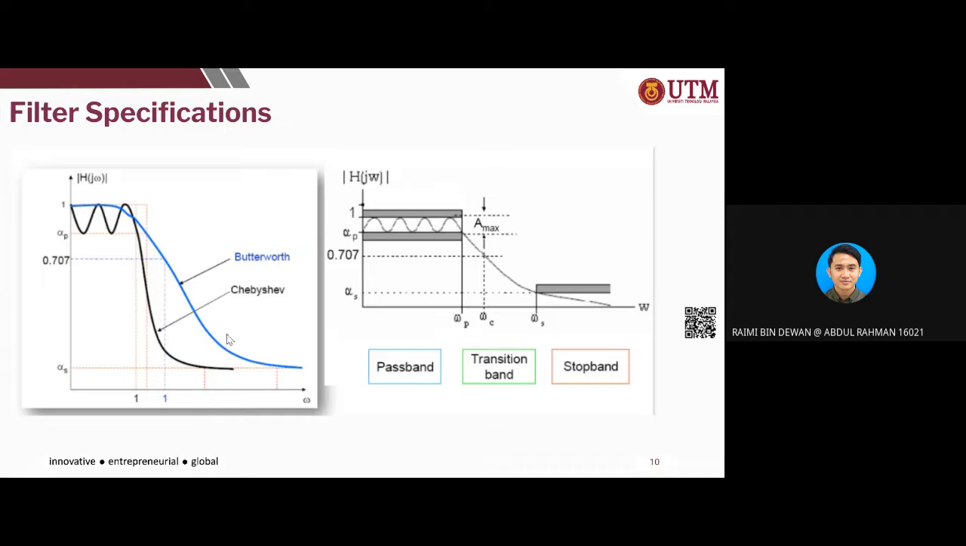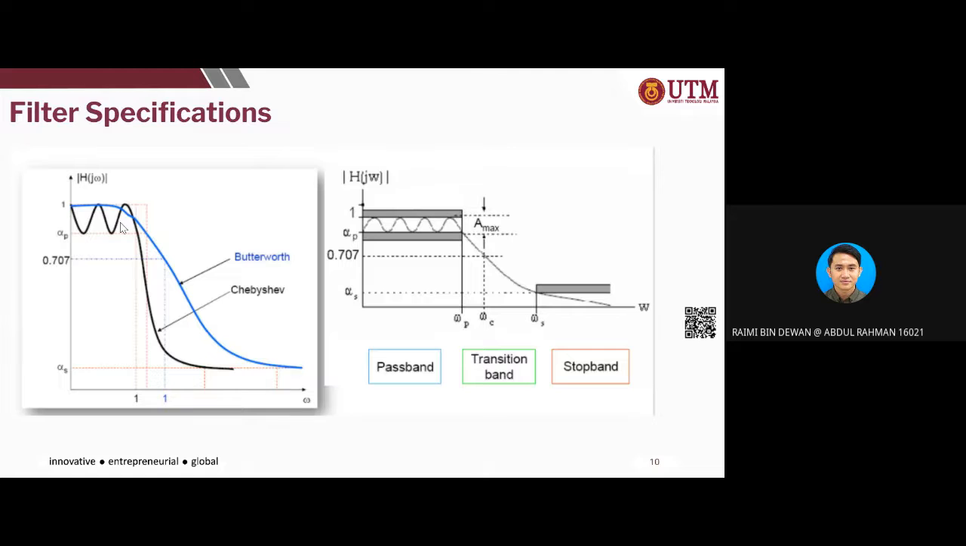Now we have two types of filter that we're going to study in your syllabus, which are Butterworth and Chebyshev. If you see from these two graphs, Butterworth is shown in blue, Chebyshev in black. If you notice, Chebyshev has ripple. We have ripple here. Okay, so the ripple here is mx, the difference here is mx.